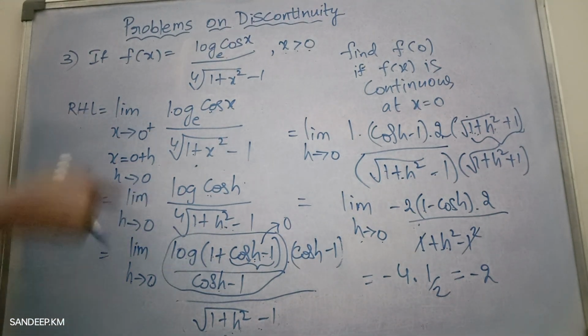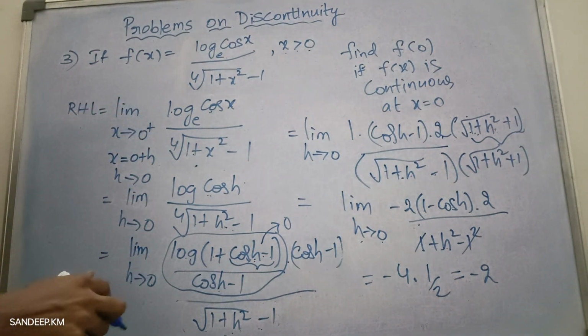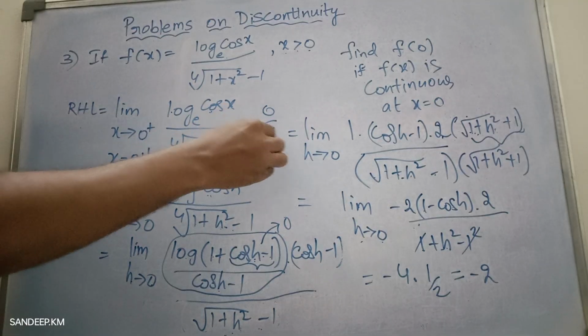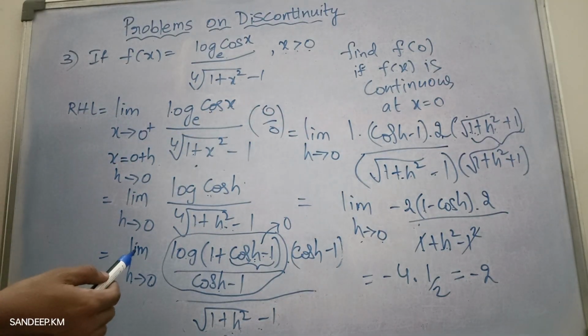And there is another method of solving all this. You can use L'Hospital's rule because it is in 0 by 0 form, you can use L'Hospital's rule also. Okay, use L'Hospital's rule and find the answer.